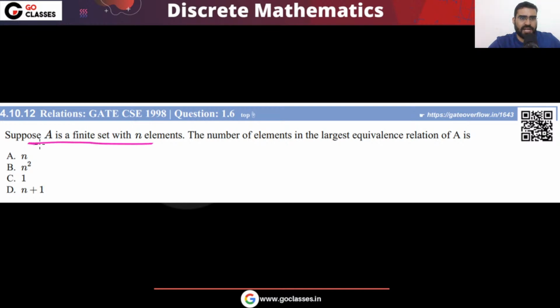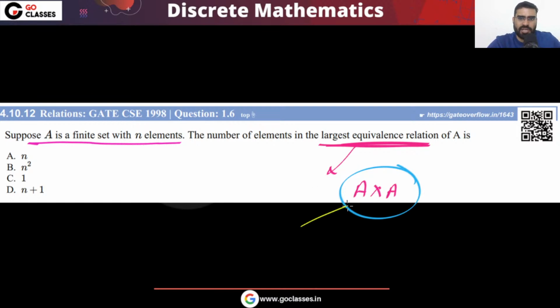Suppose A is a finite set with n elements. The number of elements in the largest equivalence relation. What is the largest equivalence relation you can create? What is the largest equivalence relation on A? So that will be your A cross A, because A cross A is the largest relation you can create.